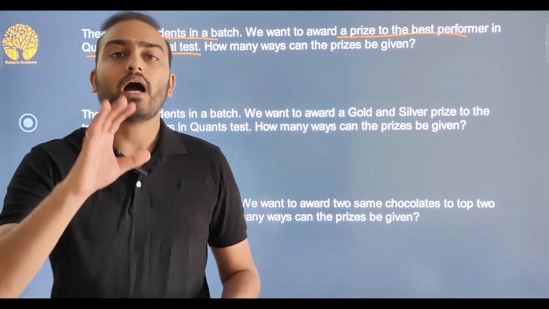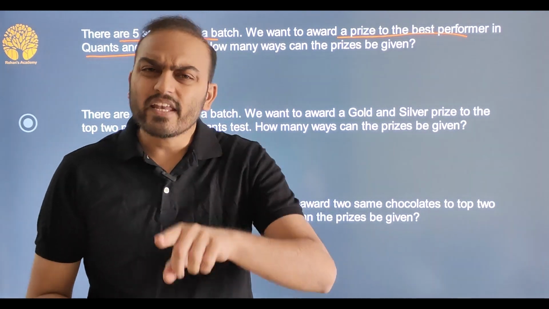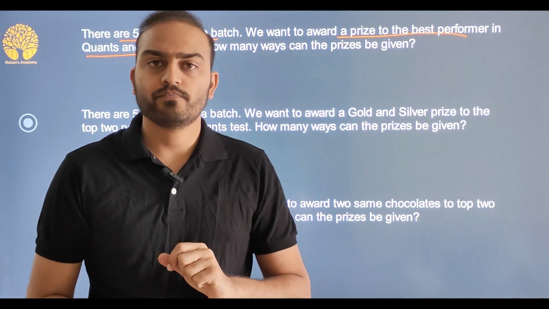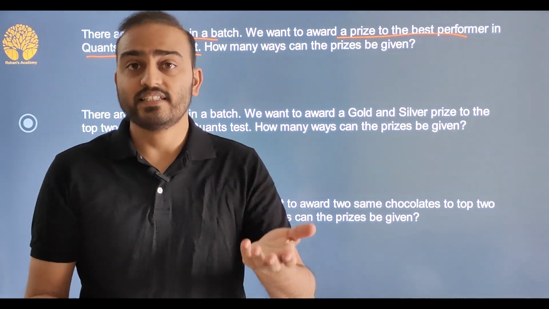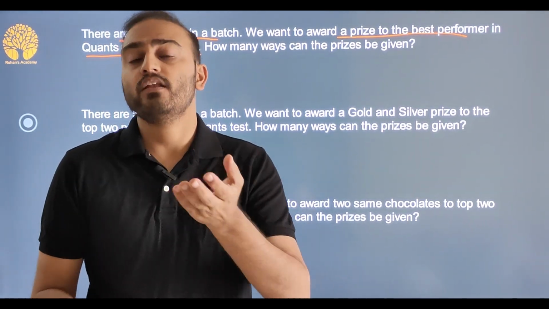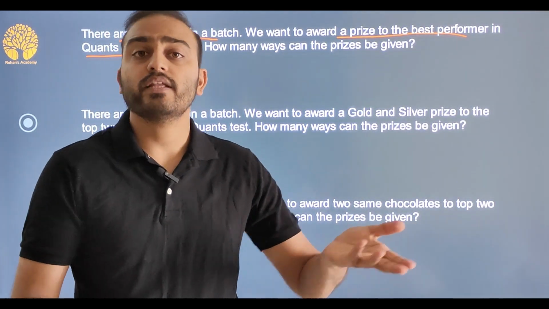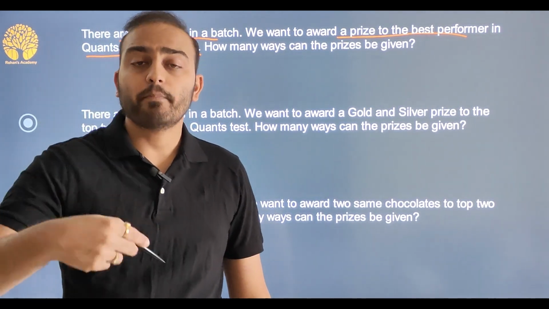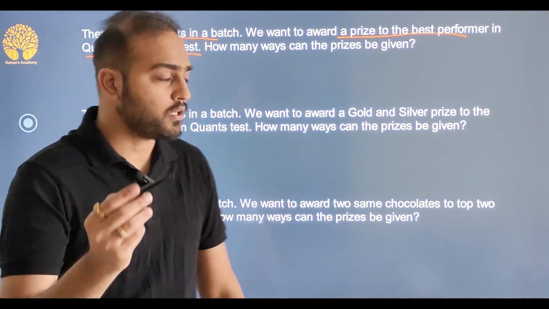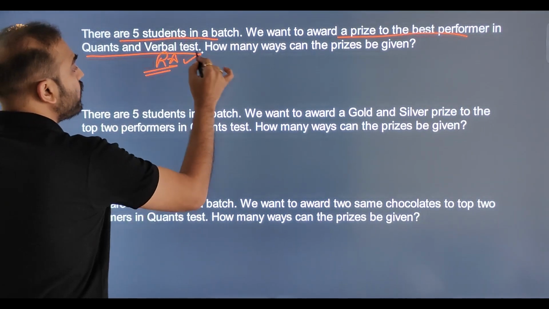Okay, now ask yourself, say you are one of those 5 students, can you win both the prizes? What answer do you think comes? The answer is yes. As a student, I can win the prize for quant also, and if I perform the best in verbal, then I can win a prize there as well. So this is what we call that the variable or the value is repeating. So this is where we say repetition is allowed.